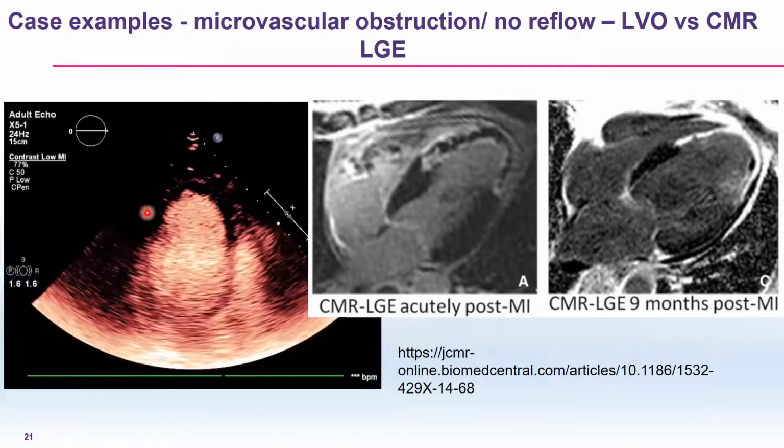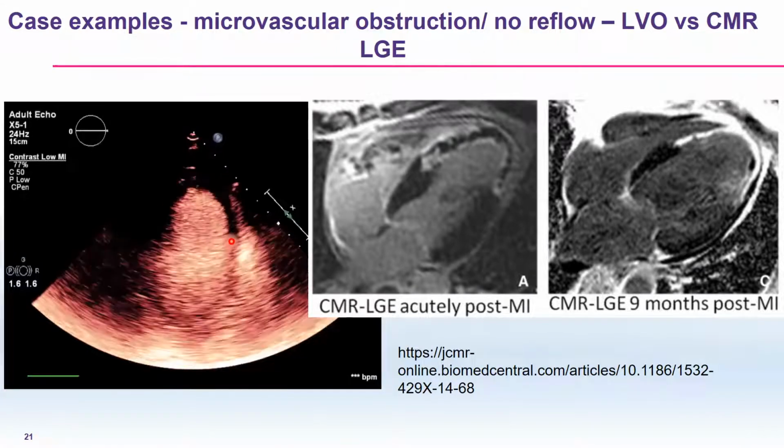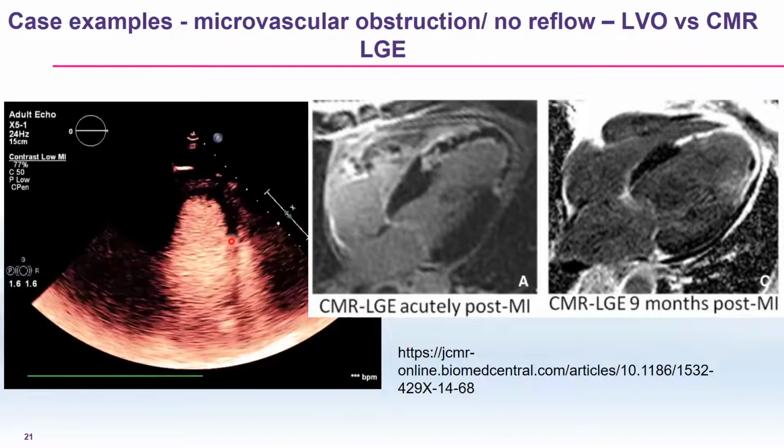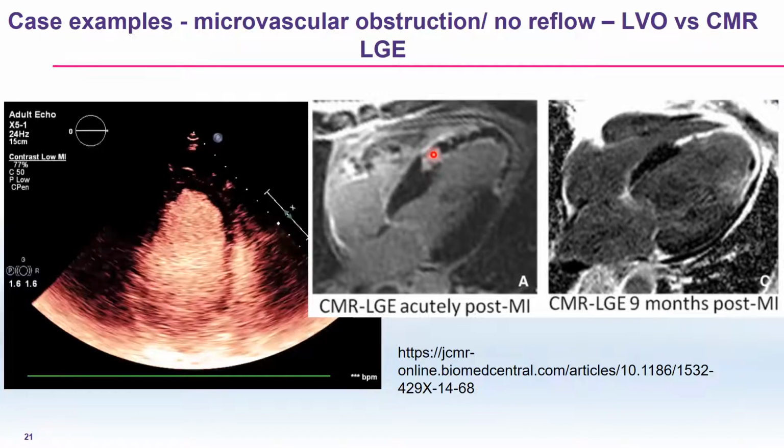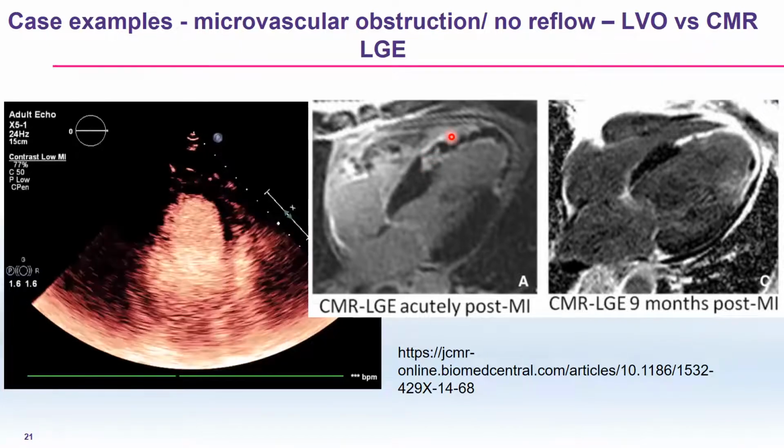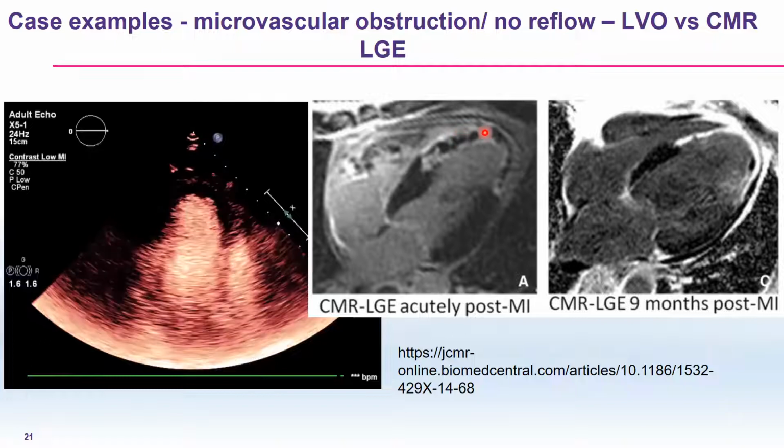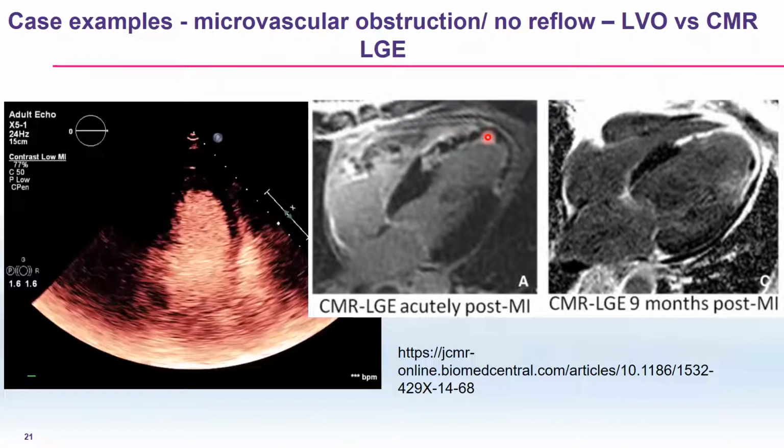This apical defect early after the infarction indicates microvascular obstruction. And you can see the same here on the CMR image. Instead of being bright and white, you see this black part. This is immediately after the infarction because the gadolinium cannot get there through the obstructed microvasculature. And this usually results in large scars later.